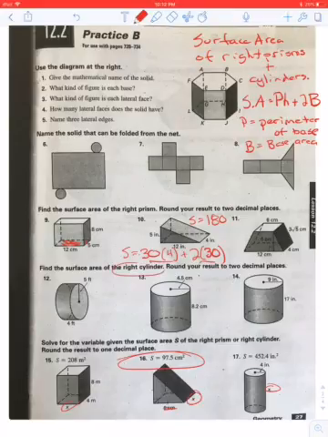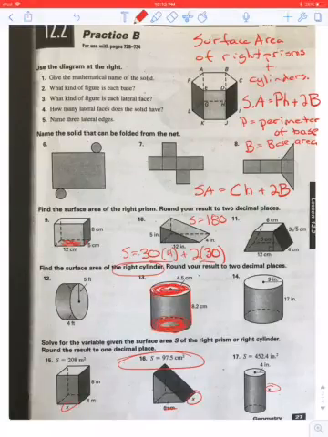The only thing I haven't talked about is the right cylinder, which is exactly the same. It's SA is equal to the circumference times the height plus 2 times the area of the base. So that would be the circumference of this circle times the height plus 2 of these. 1 for the top and 1 for the bottom. So in those formulas, we just swapped that letter for that letter because the base is circular.